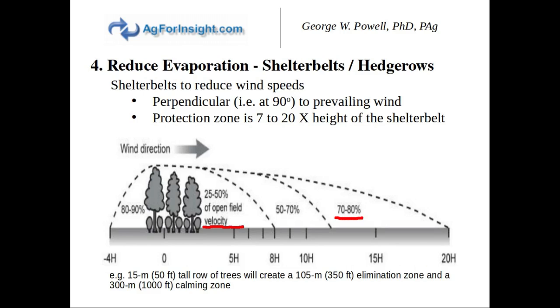And if you had planted, instead of a 50-foot tall row of trees, a 5-foot tall row of shrubs, a 1.5 meter tall row of shrubs, you would create a 10.5 meter or 35-foot elimination zone and a 30 meter or 100-foot calming zone.